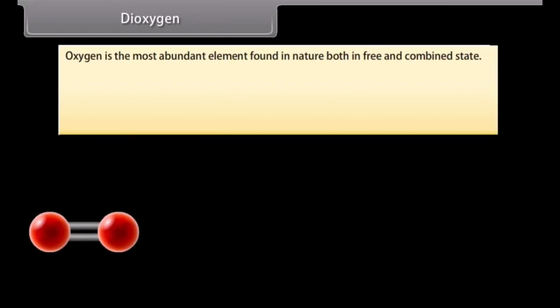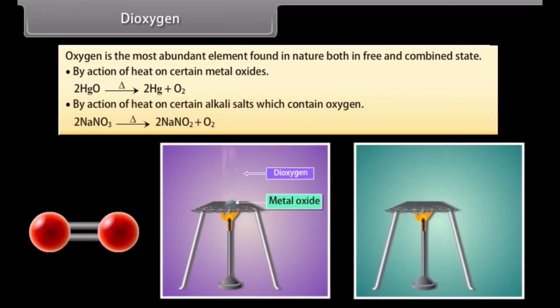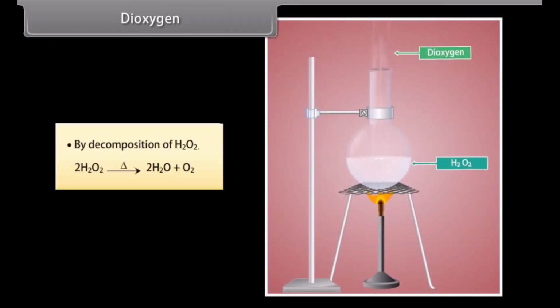Dioxygen. Oxygen is the most abundant element found in nature, both in free and combined state. Nearly all rocks, clays, and many minerals contain a high proportion of oxygen. Preparation of dioxygen can be done by the following methods. By the action of heat on certain metal oxides. By the action of heat on certain alkali salts which contain oxygen. By decomposition of H2O2.